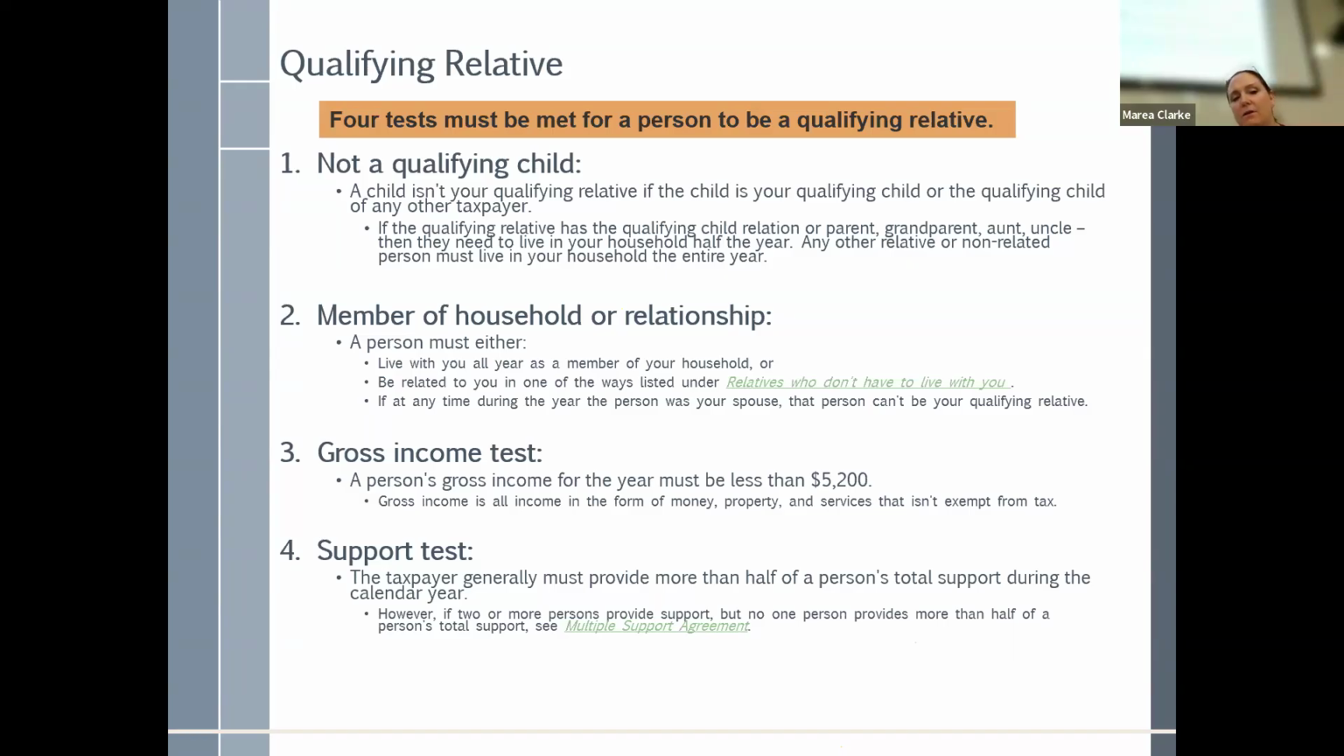It's not very common that we see people with qualifying children or qualifying relatives. It's much more common for our clients to potentially meet the criteria to be a qualifying child or a qualifying relative.